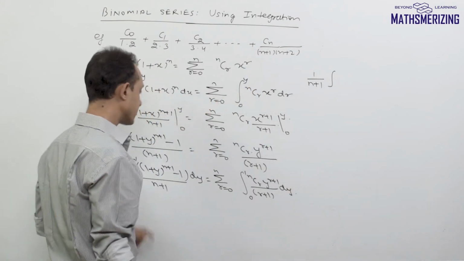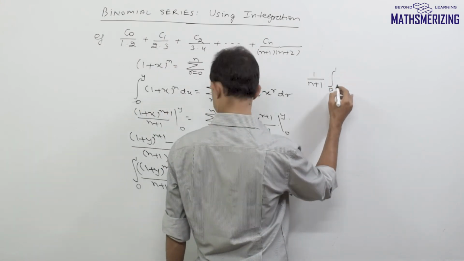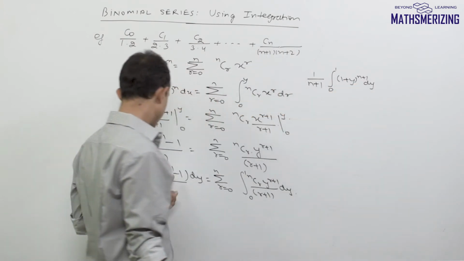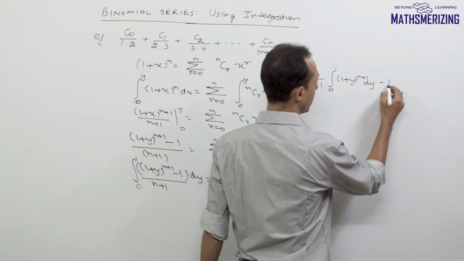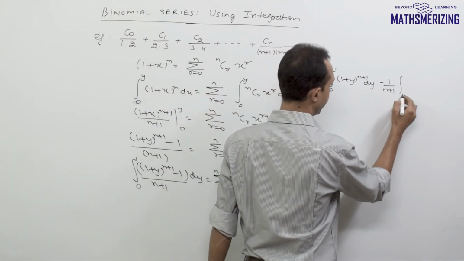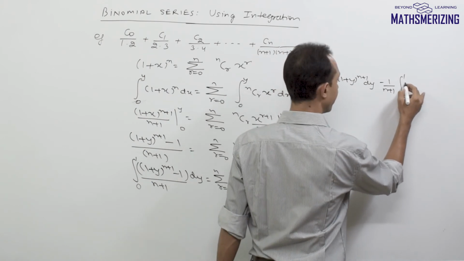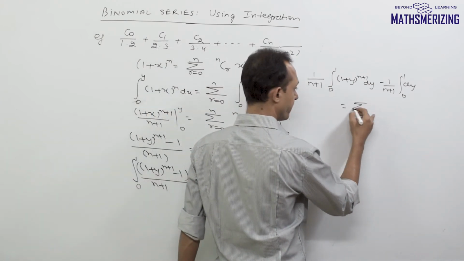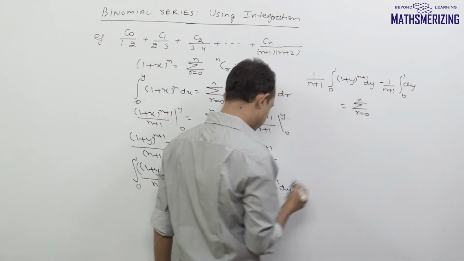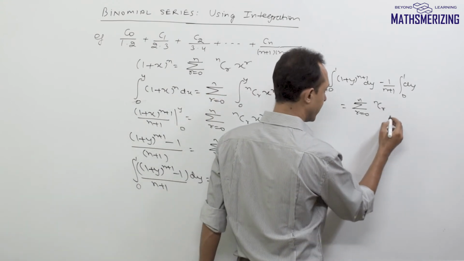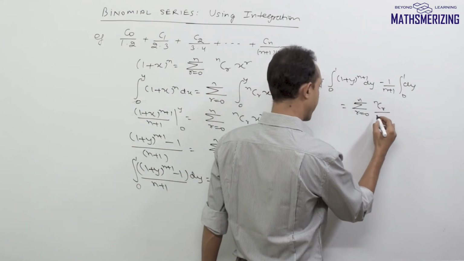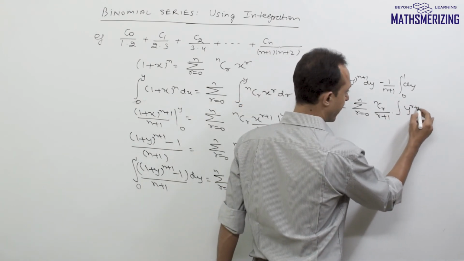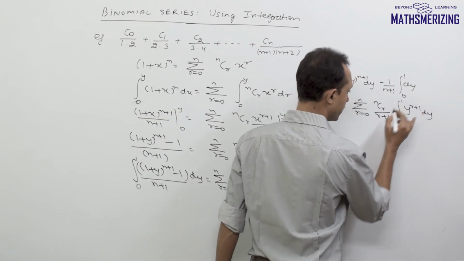And then I'll have this integral which is from 0 to 1, (1 plus y) to the power n plus 1 into dy. And then I'll also have this minus 1 upon n plus 1 integral of 0 to 1 into dy. And on the right hand side, I'll write this as summation r varies from 0 to n, and here will be nCr upon r plus 1, and then integral of y to the power r plus 1 into dy from 0 to 1.